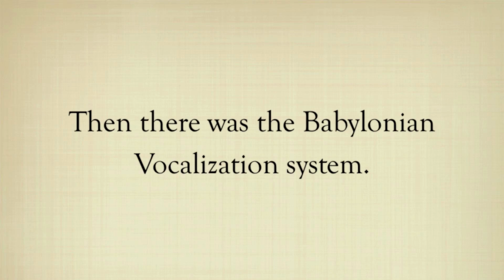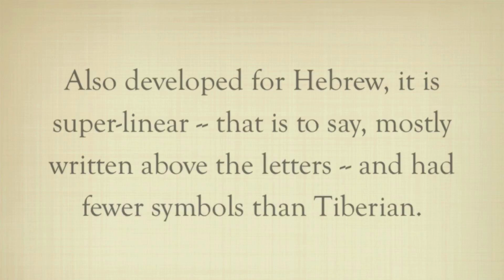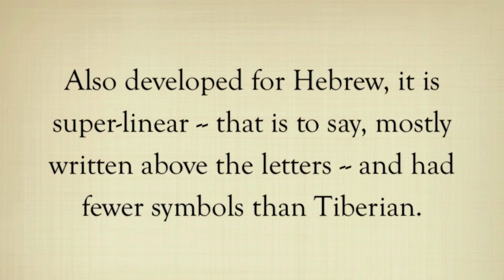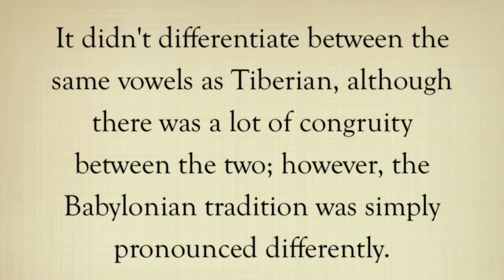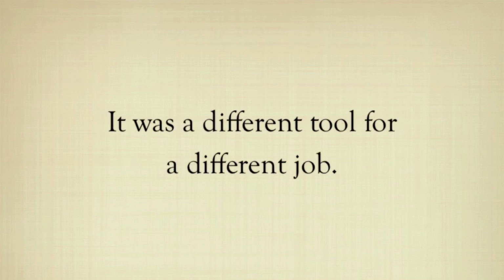Then there was the Babylonian vocalization system. Also developed for Hebrew, you're probably going to see a pattern here, it is superlinear, that is to say written mostly above the letters, and had fewer symbols than Tiberian. In its earliest form, 6 major vowels and a schwa. It didn't differentiate between the same vowels as Tiberian, although there was a lot of congruity between the two of them. However, the Babylonian tradition was simply pronounced differently. It was a different tool for a different job.